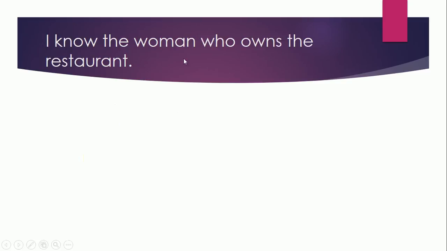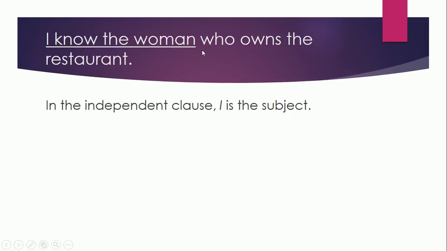We are just going to join them together. There's not a comma in this case because who owns the restaurant is an essential clause. We'll talk about that another time, but in this case, there is no comma. Sometimes we do set off the adjective clause with a comma or a pair of commas. In this case, we're not going to.